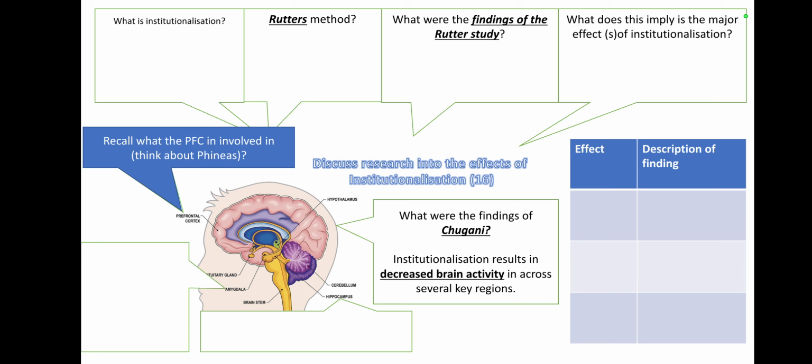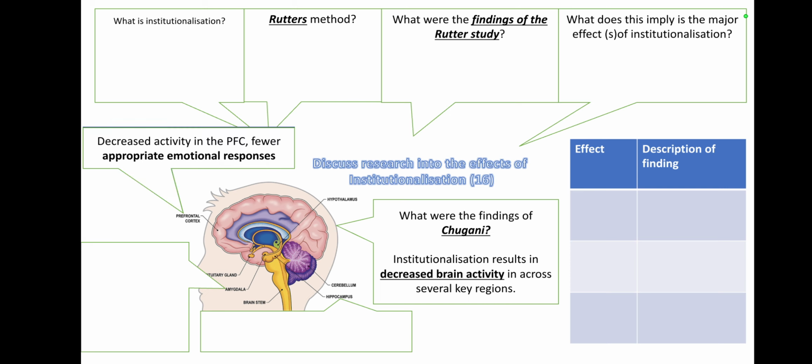Okay, so the case study of Phineas Gage demonstrated to us that the PFC is involved in giving us appropriate emotional responses. So there's always this famous quote that after his injury, Phineas Gage was no longer Phineas. He was quite hostile, he was quite hot-tempered, he didn't have appropriate social responses towards his colleagues, towards his wife, towards his children, and so on and so forth. So when you've got decreased activity in the PFC, you have inappropriate emotional responses.